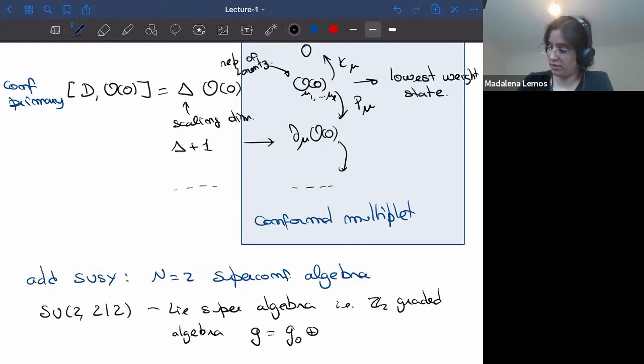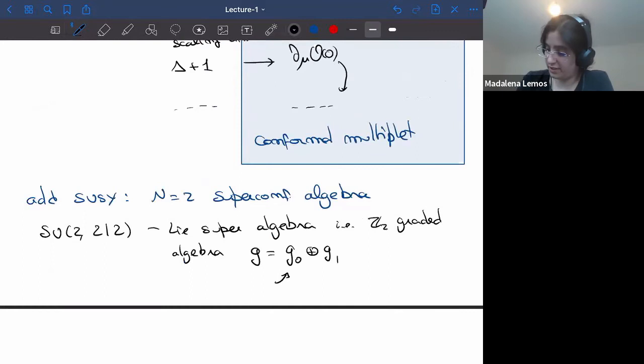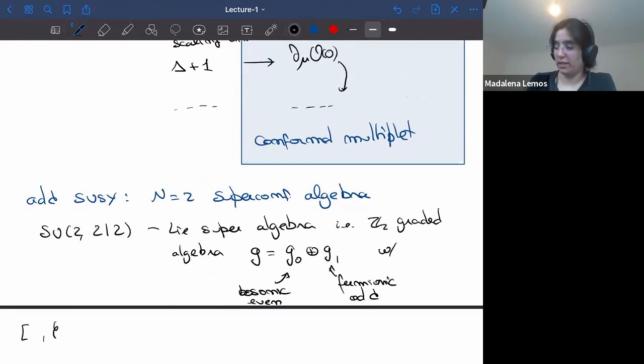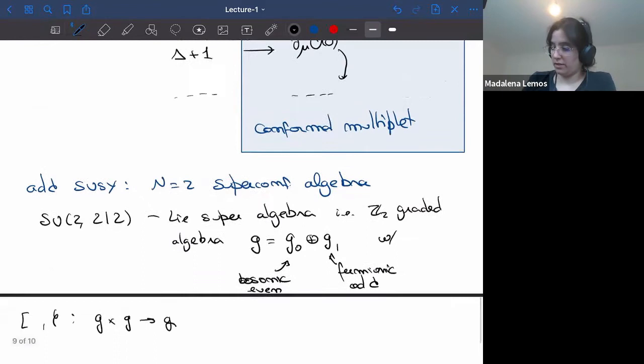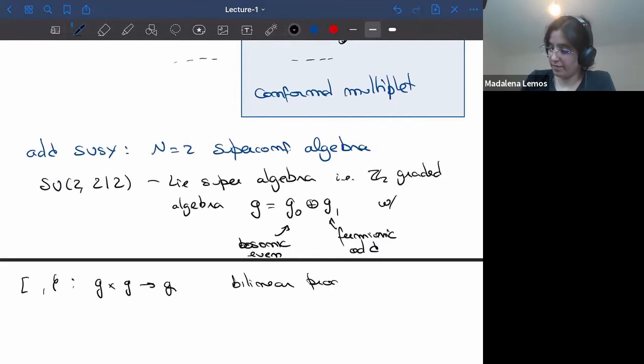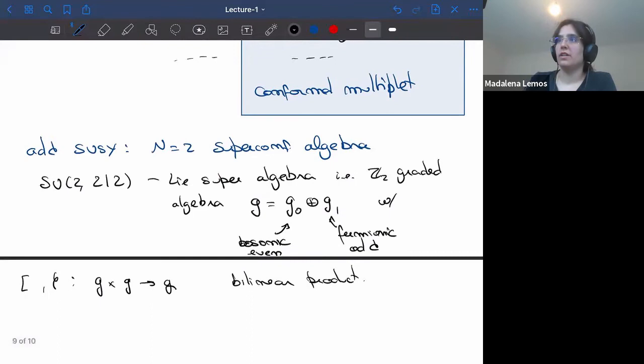Something like this, where for physicists, these are the bosonic generators. This is the bosonic part, bosonic algebra, that is also called even in the math literature. And this is the fermionic, or odd. And this algebra comes equipped with a bilinear product. So for physicists, these are commutators and anti-commutators that has the property, the symmetry, it's either symmetric or anti-symmetric under the exchange of the two things following this.